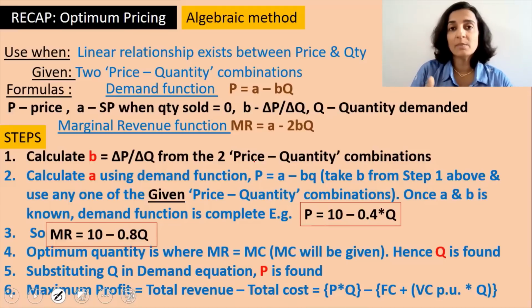Now, in the question, they might further ask you to find out the maximum profit. And what is maximum profit? That is nothing but the total revenue minus the total cost. And what is total revenue? Price multiplied by quantity. And what is total cost? It is a fixed cost plus the variable cost per unit multiplied by quantity.